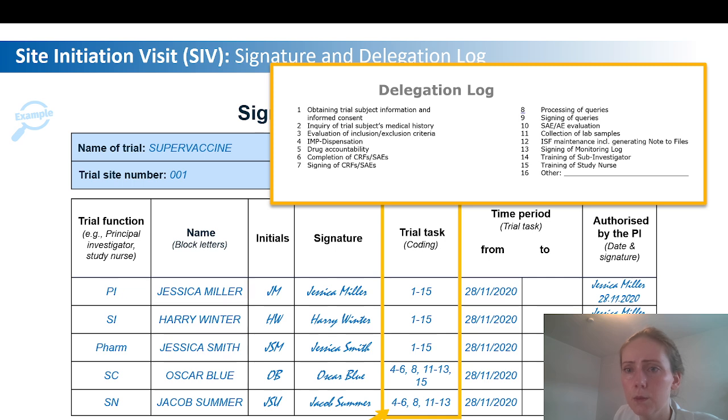It is also possible that duties or responsibilities change during the trial. This case would also require an update of the log, including the timestamps. In case you are unsure on how to fill that form in, eMonitor can help you.